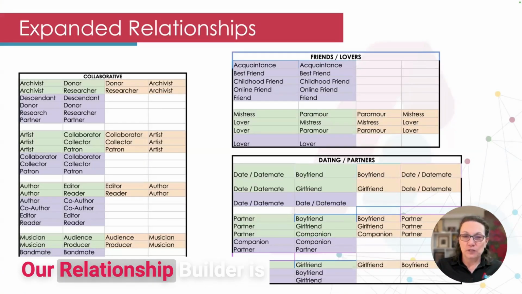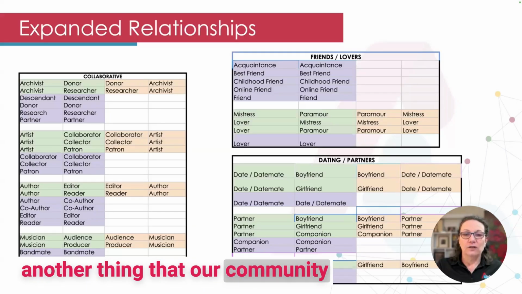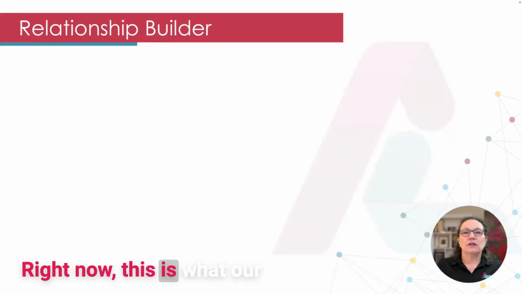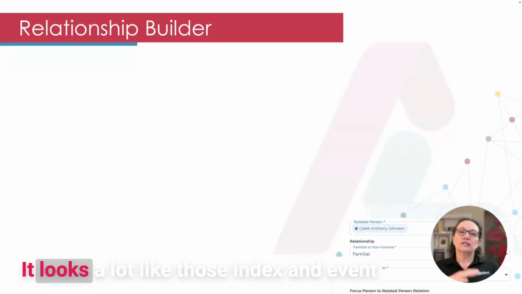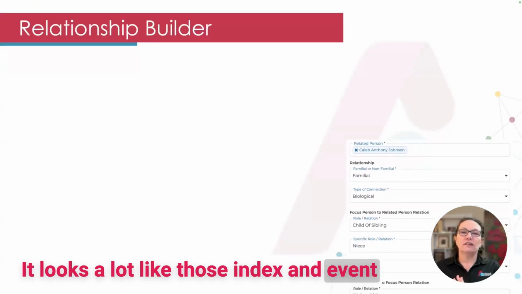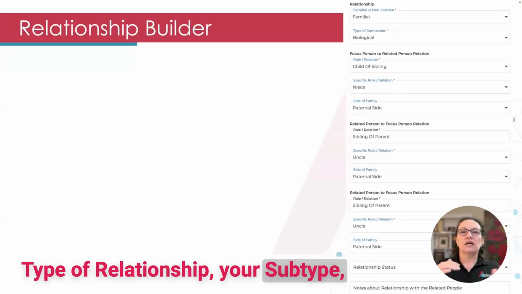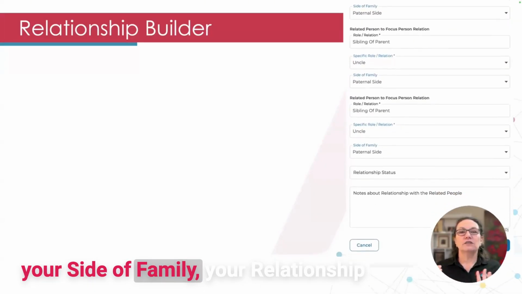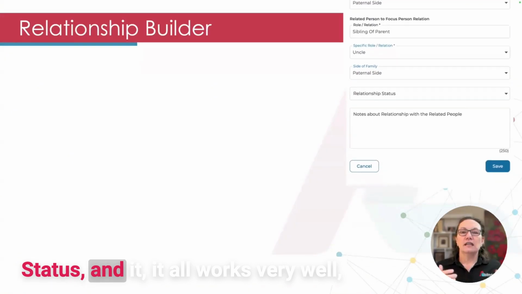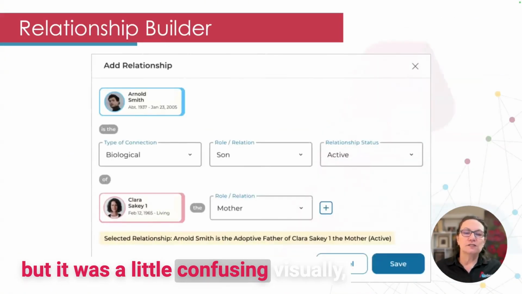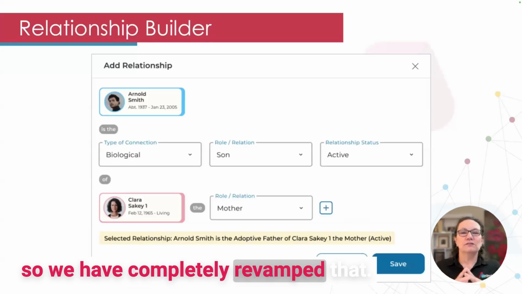Our relationship builder is another thing that our community has given us feedback about. Right now, this is what our relationship builder looks like. It looks a lot like those index and event things, where you're choosing your type of relationship, your subtype, your side of family, your relationship status, and it all works very well. But it was a little confusing visually. So we have completely revamped that.